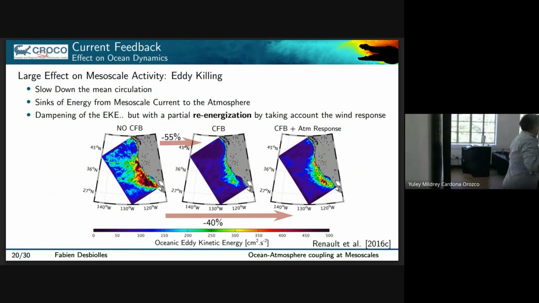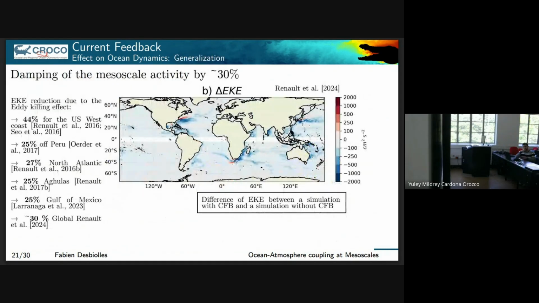So that's why we have called that current feedback eddy killing, because there is a deflection of the eddy field in the ocean. So this is a very nice result, but this is only for the Californian coast, right? And this result has been generalized here.